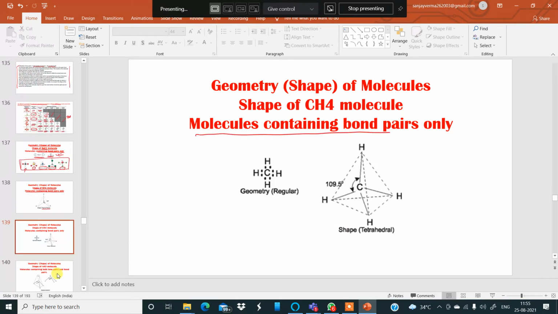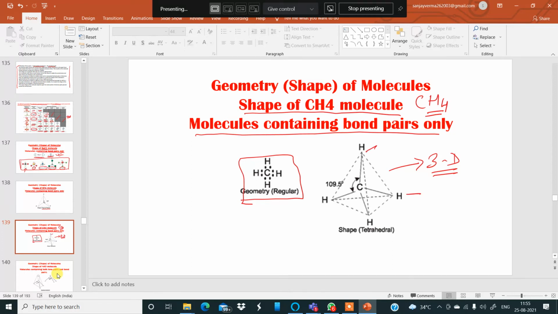Again, molecules containing bond pairs only. Shape of methane, CH4. I could not type it this way, CH4. Please try to understand. Okay, it is CH4. Molecules containing bonding pairs only. Example, methane. If it is regular, you have a shape like this in 2 dimensions, but this one is in 3-dimensional geometry. Okay, the carbon is towards you, and these hydrogens are on the plane of this board or your paper. The bond angle is 109 degrees 28 minutes exactly. So that is the shape of methane molecule in 3 dimensions.